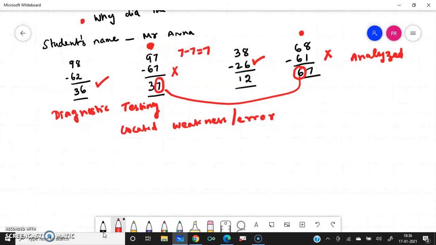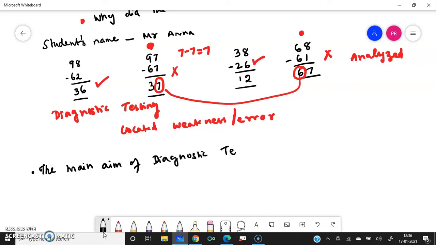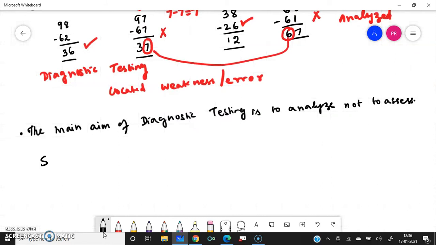I'll write it down. What is the main aim of a diagnostic test? It is to analyze where exactly the student is making the error. You have to analyze. For that only you are giving the test, but not to assess. You are not going to give any marks. Okay. Another student, we'll see what he has done.